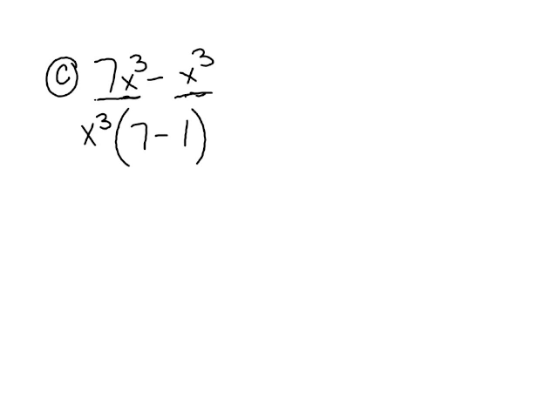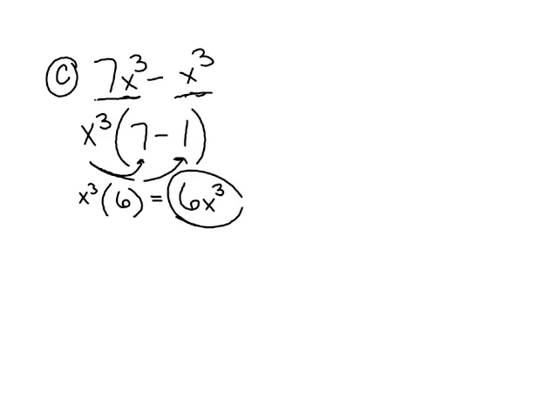So x cubed, I undistributed the x cubed. I had that common to both terms, so I can pull that out. If I redistribute this, I would get 7x cubed minus x cubed. Now I want to solve what's inside my parentheses, because it's 7 minus 1. So what's 7 minus 1? 6. So I have x cubed times a 6. How can I rewrite that? 6x cubed. So that's the more simplified version of this formula.